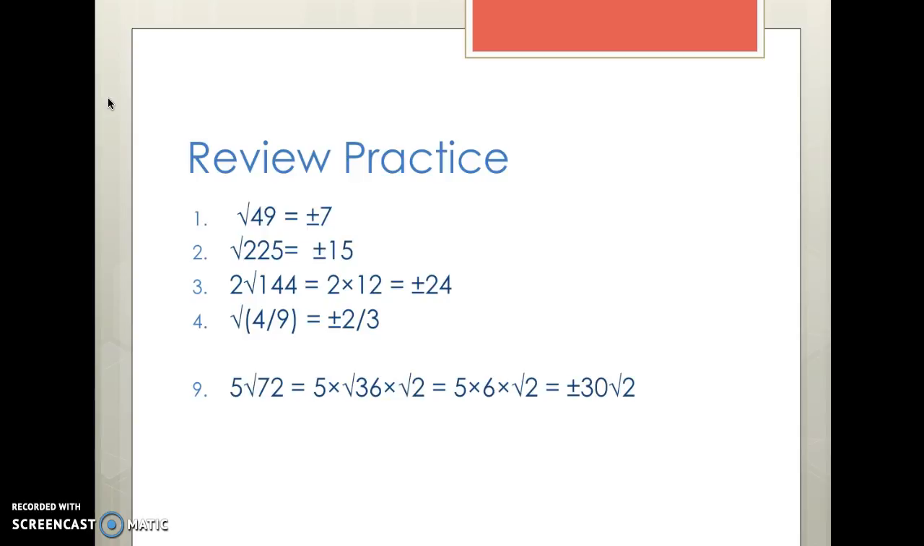6 times 6, or 6 squared, equals 36. So 36 times 2 equals 72. Since 36 is a perfect square, we know that the square root of 36 is 6, and 2 is not a perfect square, so we would leave 2 under the radical. So we have 5 times 6 times the square root of 2. 5 times 6 equals 30, and then we have the square root of 2 left under the radical symbol. So our answer is plus or minus 30 times the square root of 2.